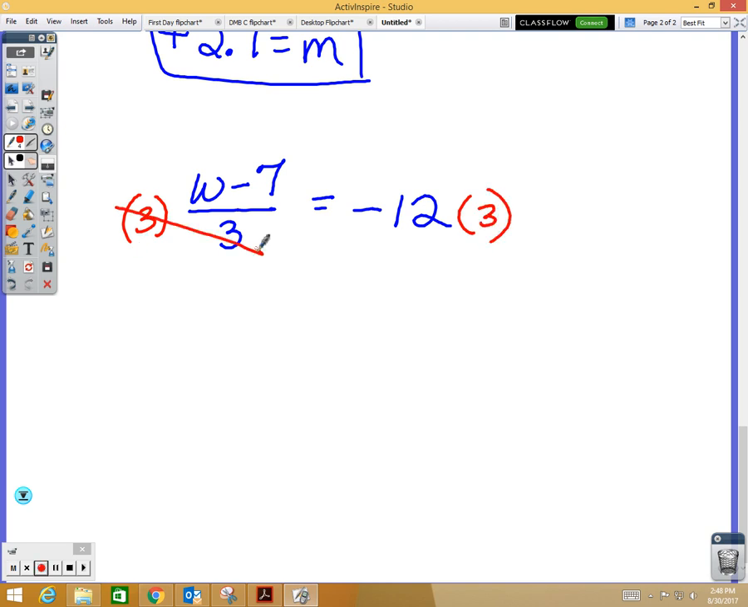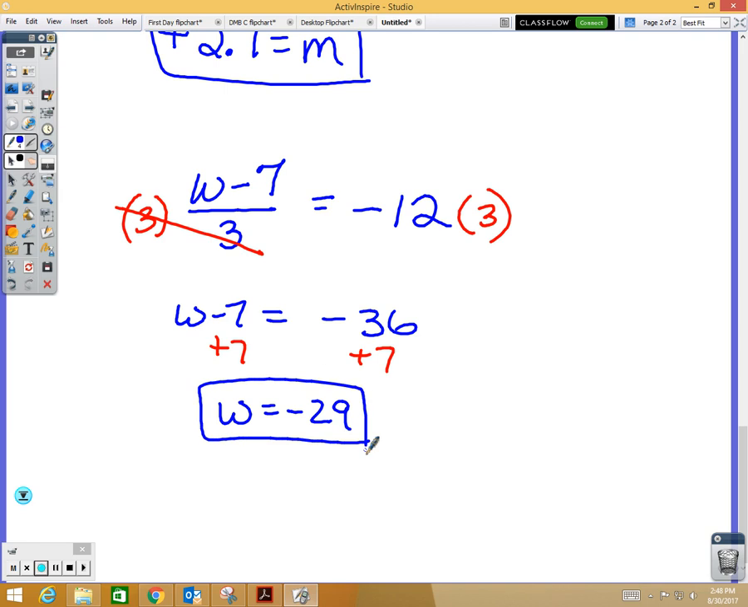So that will leave me with w minus 7 equals negative 36. We have to get rid of that 3 first. And then do add 7. Negative 29. Okay.